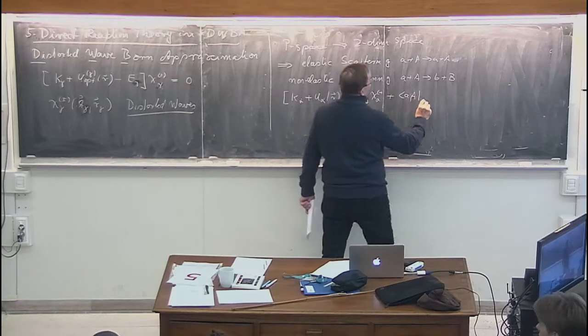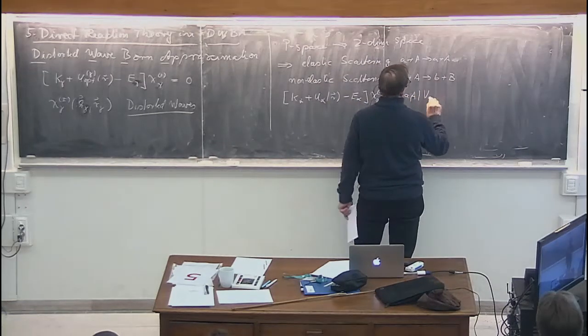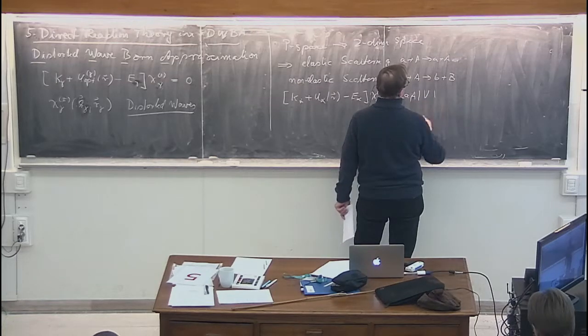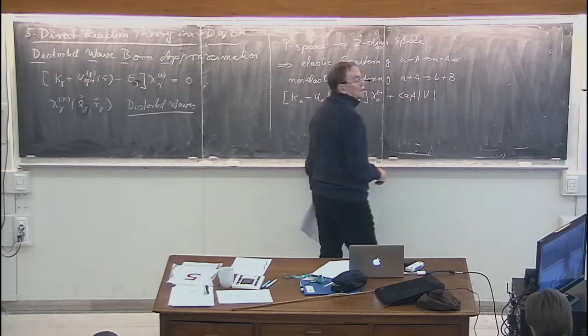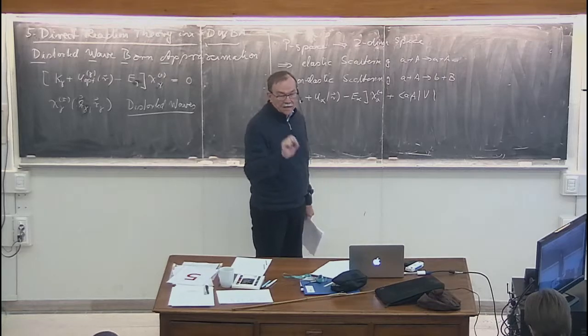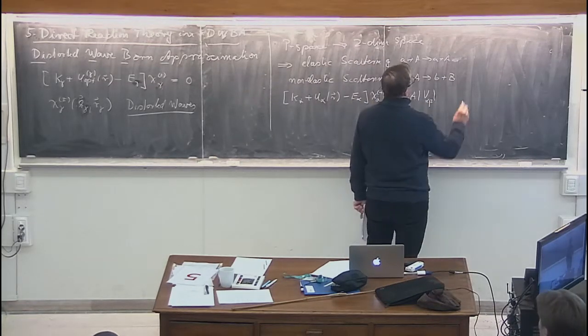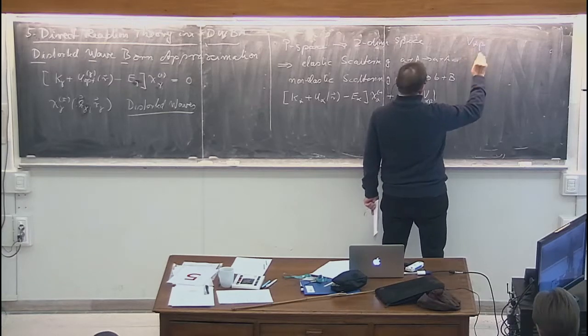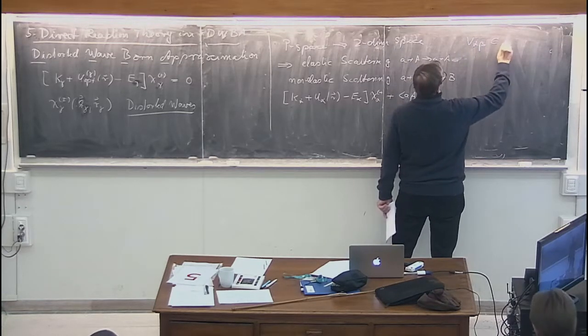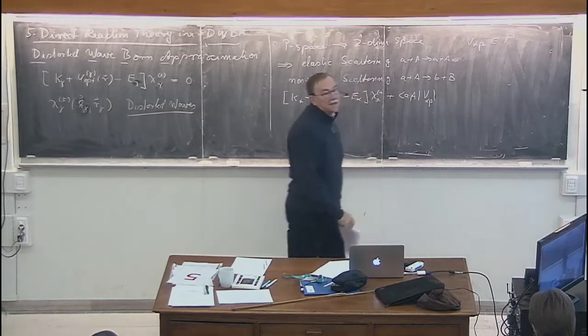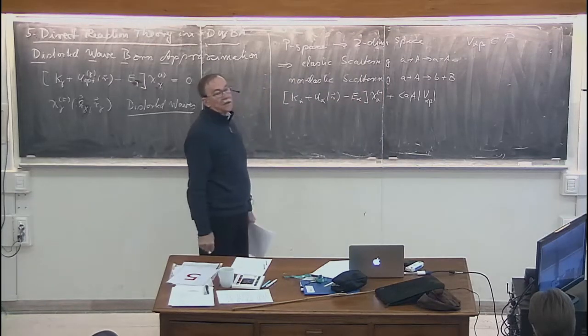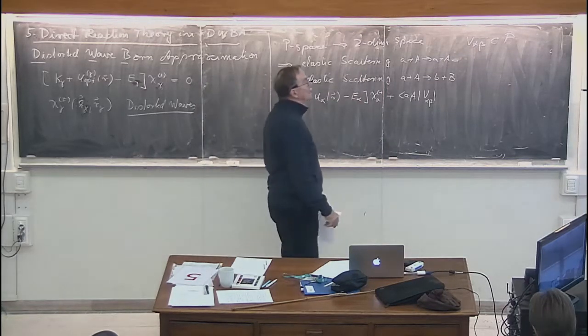Problem to solve. That is an interaction which connects initial and final channel. That's an interaction within the P space. So I call this the V beta alpha, or alpha beta. That is an interaction which acts in P space. So that is now part of our Hamiltonian.